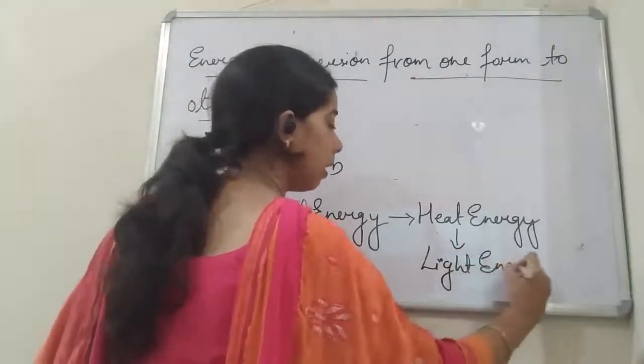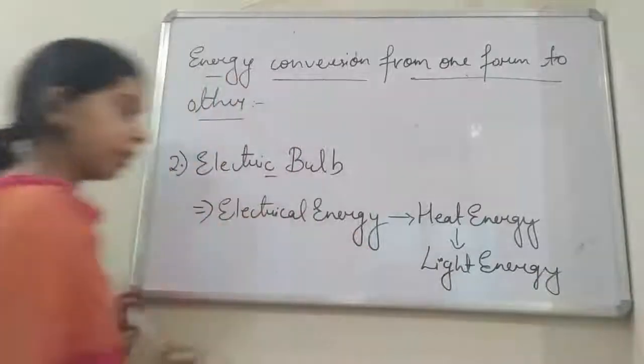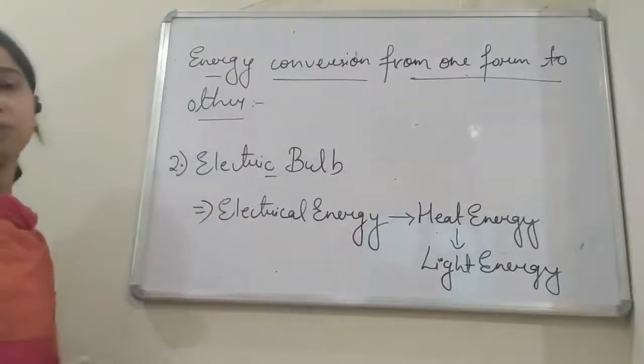So light energy is produced after that. So one form of energy gets transformed into another.